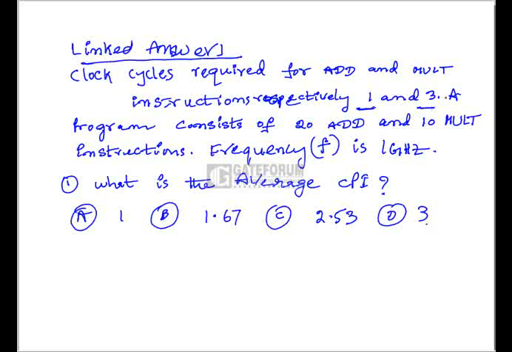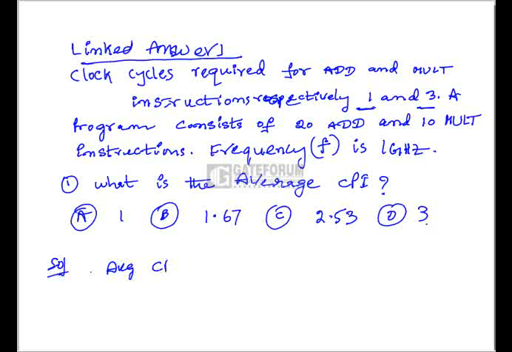A program consists of 20 add and 10 multiplication, MULT means multiplication here, instructions. Frequency f is 1 gigahertz. What is the average CPI? CPI means clock cycles per instruction. So there is a formula for this.